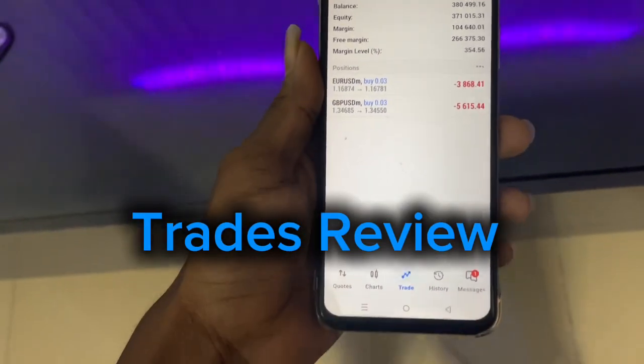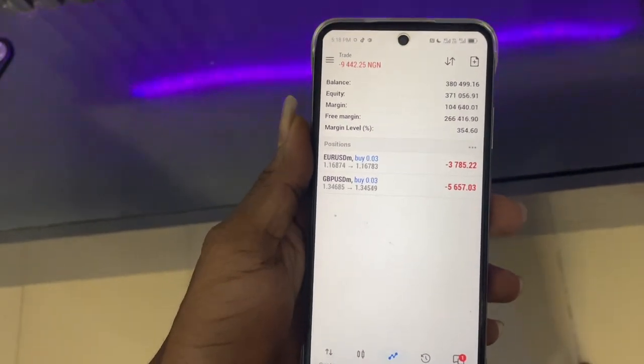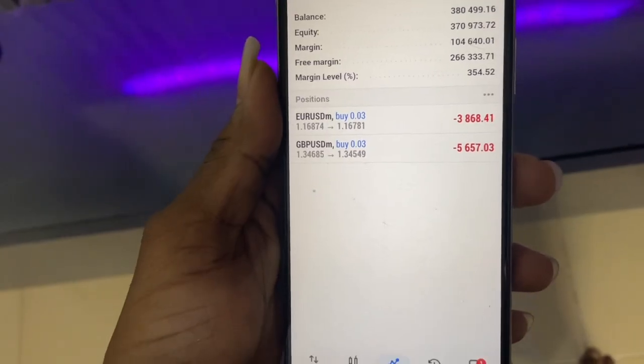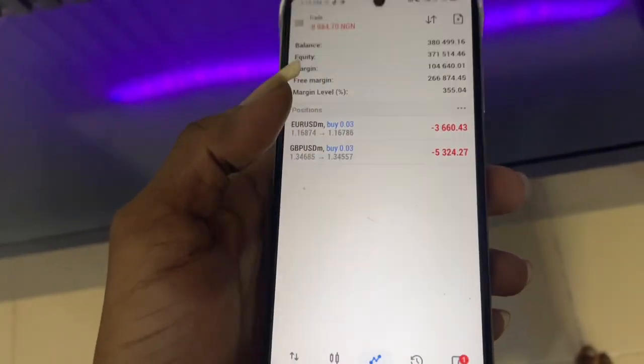Alright, so quick update here on this particular trade. As you can see, this particular GBP USD has been activated as well.